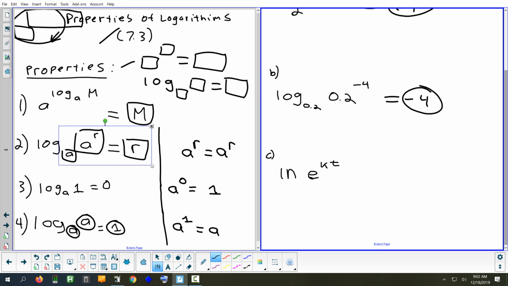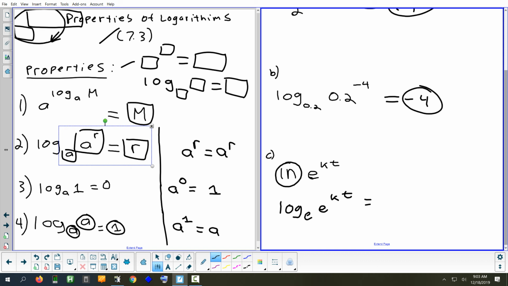Yep, the ln. How can you rewrite the ln? The log base of e. Yep, log base of e. So the circled part I just rewrote. Now copy down the rest of it: e to the kt. The base on the log and the base on the argument match. It's just like example 1b now.